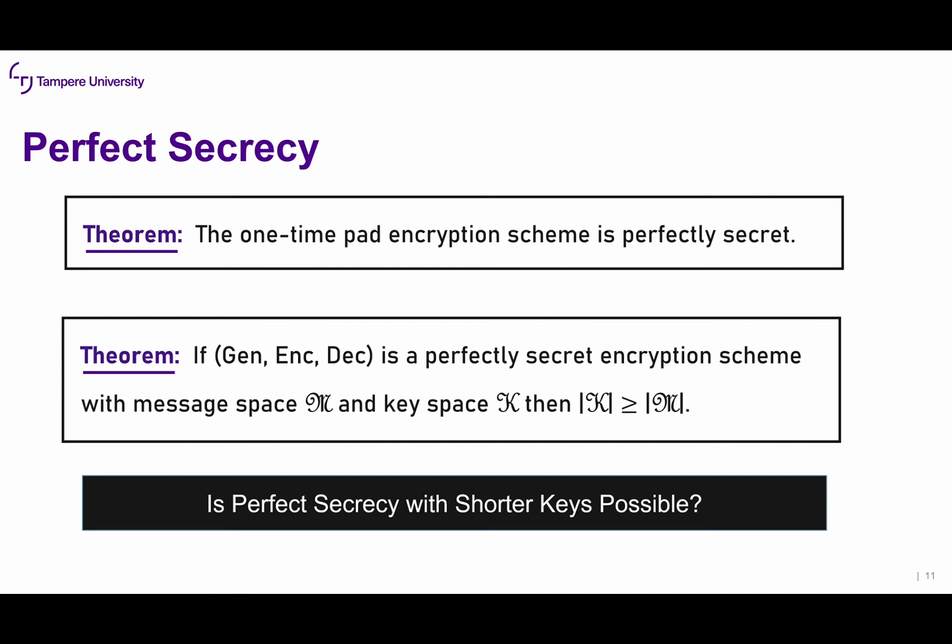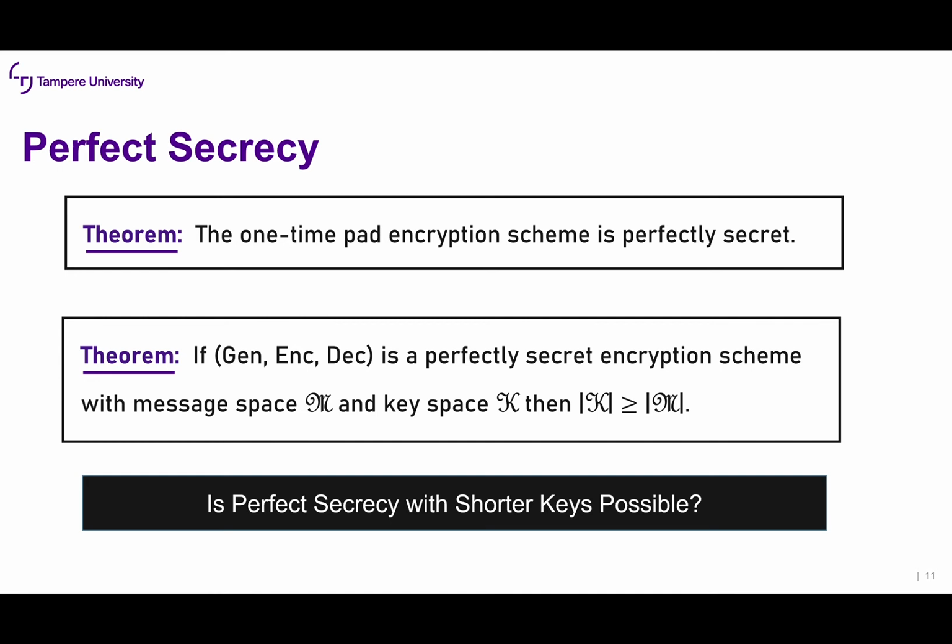So if the key space is smaller than the message space, then you will not be able to find such a long key, which means that you will have to repeat part of the key in the encryption process, and therefore the underlying scheme will not fulfill the notion of perfect security.